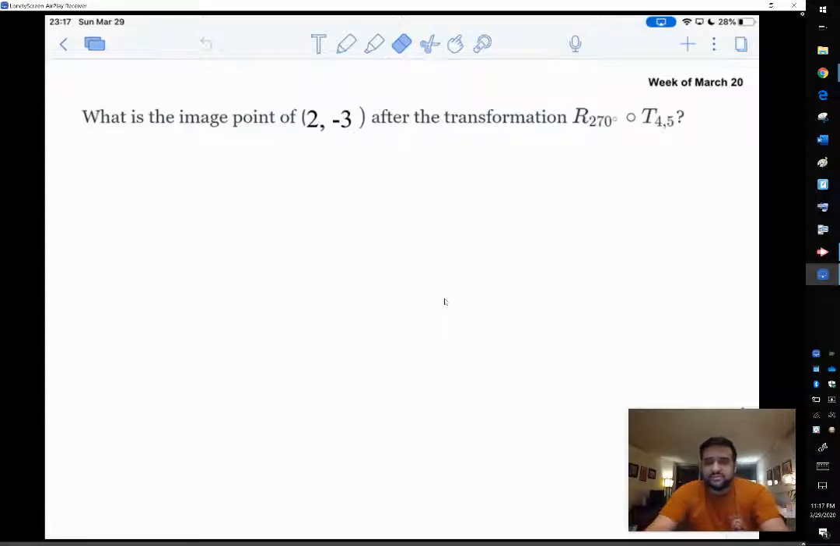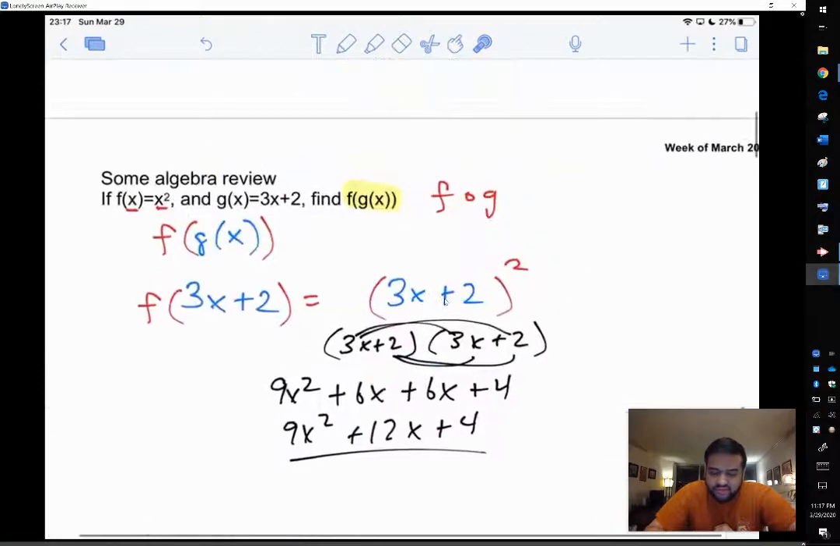Okay, so this is a similar problem, although it doesn't really look like it. It asks, what is the image point of 2, -3 after the transformation? I don't even know what that means. So let's take a look at what this says. This is actually very much like what we started with, looking at a composition of functions. This is our outer function and this is our inner function. So recall that earlier, something like this can be thought of as f dot g. And we started with this one and then we applied the outer function, right?